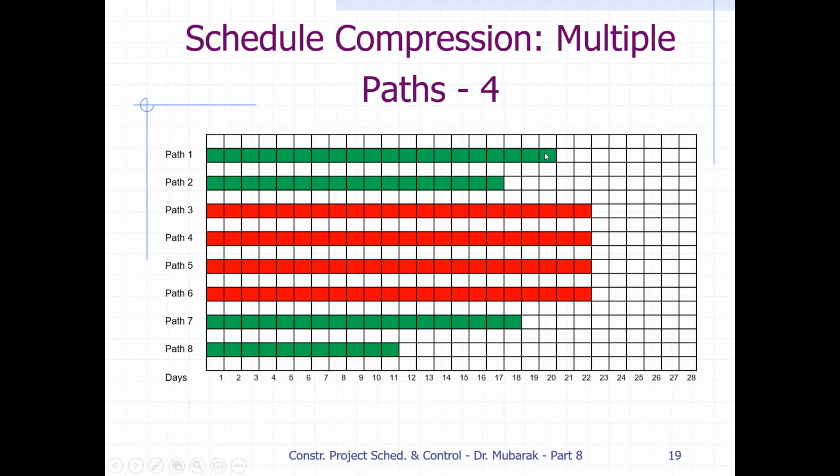Now see, next path number 1 becomes critical. It means we have to reduce 2 days from path number 3, 2 days from path number 4, 2 days from path number 5, and 2 days from critical path number 6 to reduce the project duration. Next we have a situation like this: now 5 paths, path number 1, 3, 4, 5, and 6, are all critical. This is the way we have to deal with multiple paths when we do schedule compression or least cost scheduling, when we want to accelerate the project.